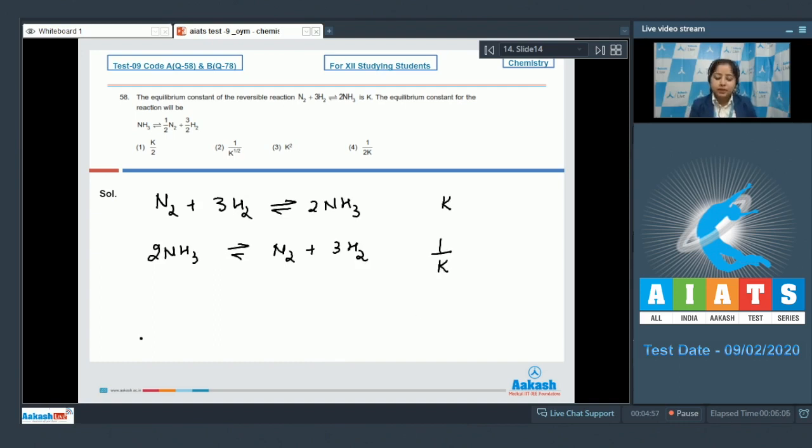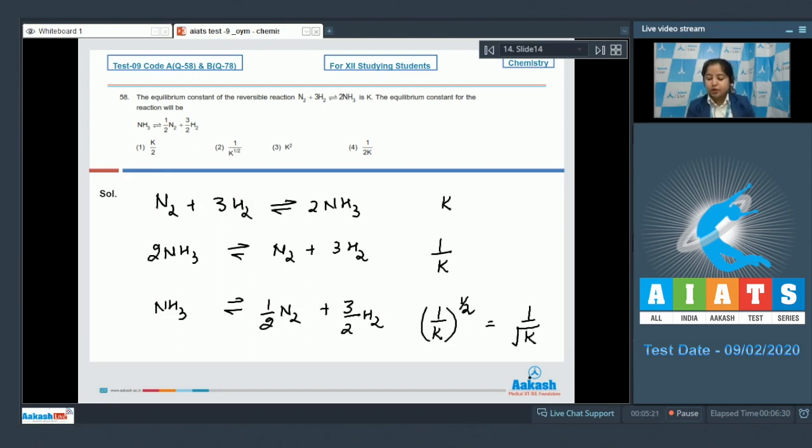And on multiplying the entire equation by a number, in this case the number is half, the equation becomes NH3 gives 1/2 N2 plus 3/2 H2. The number becomes the power of the equilibrium constant. That means the value of the equilibrium constant is 1 upon under root K. So we can say the correct answer is option number 2.